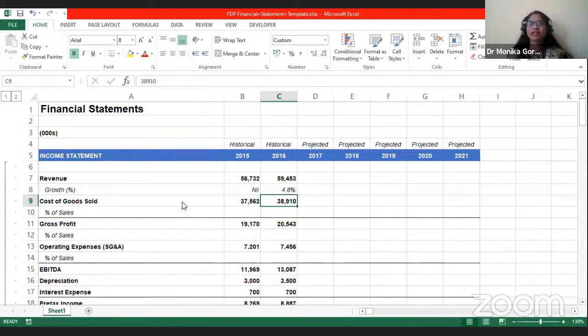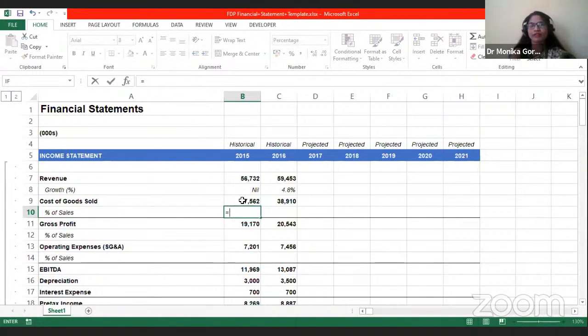Let's now see what percentage of cost I have incurred against my sales. What is the percentage of cost of goods sold to your sales? What you have to do is divide your cost of goods sold by your actual revenues. Cost of goods sold divided by actual revenues will give you the percentage.